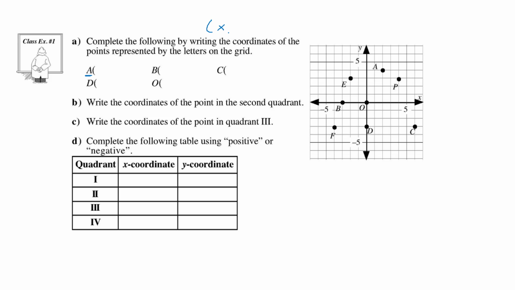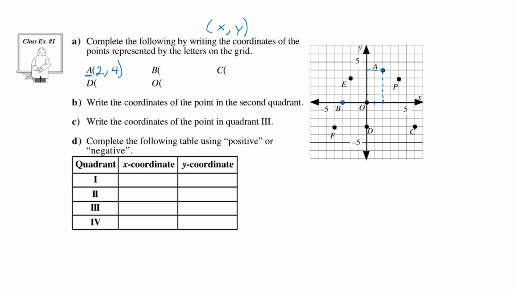Coordinates are always listed x-coordinate first, y-coordinate second. X-coordinate being horizontal axis, left or right. So here we have point A, that is at 1, 2, positive 2 is our first coordinate. Then we deal with the vertical axis, the y-axis. So here we're left with 1, 2, 3, 4, positive 4. There is our coordinate.